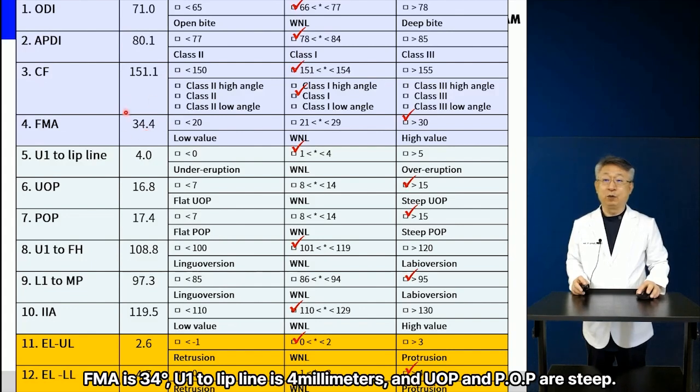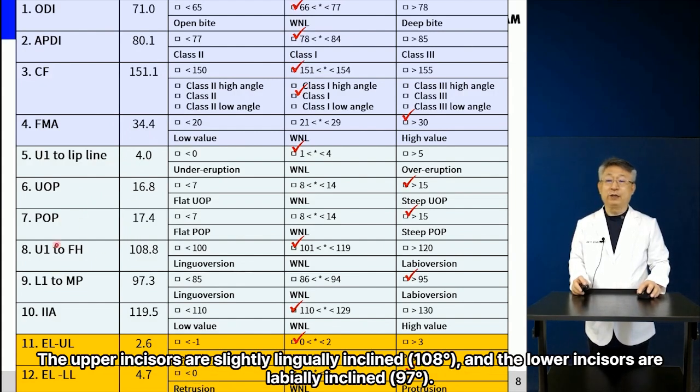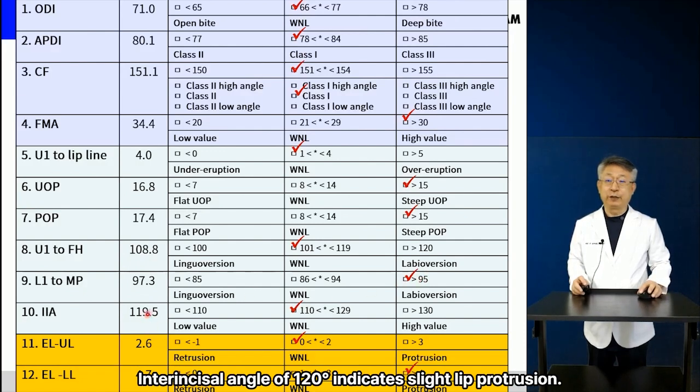FMA is 34, U1 to lip line is 4 mm, and UOP and POP are steep. The upper incisors are slightly lingually inclined at 108, and the lower incisors are labially inclined at 97. Interincisal angle of 120 indicates slight lip protrusion.